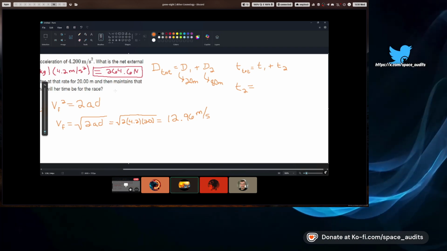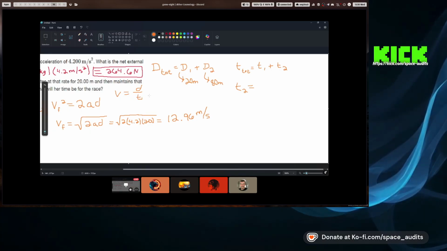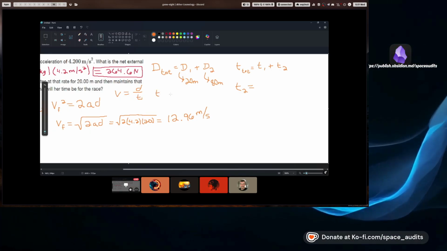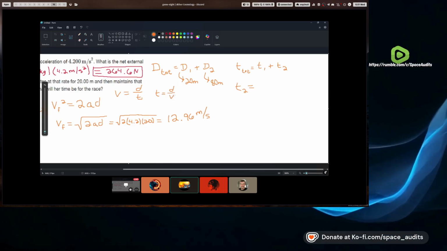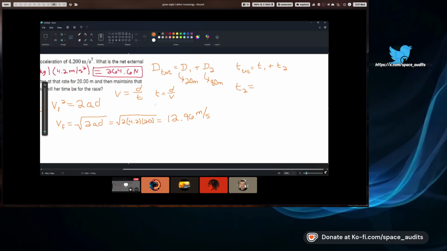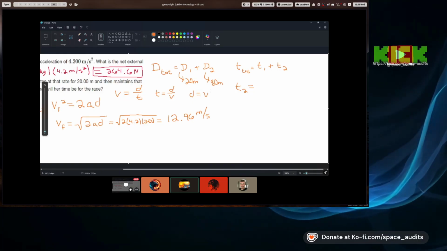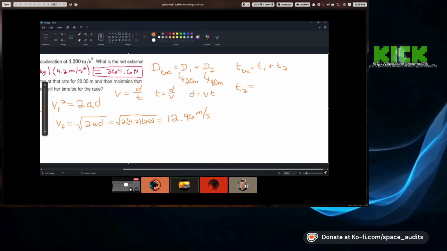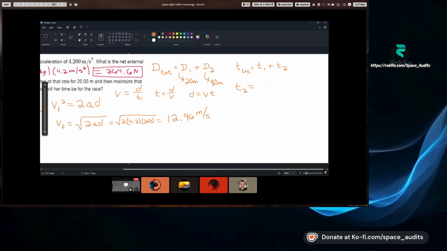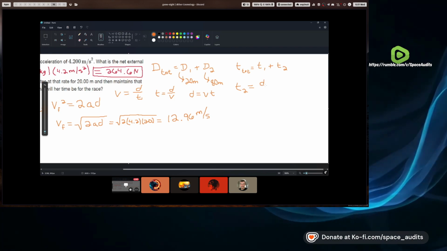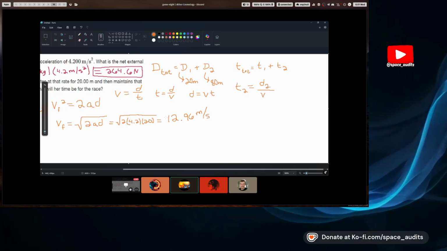Because remember, velocity equals distance over time, which means that time equals distance over velocity. Or we could also say distance equals velocity times time. Right? This is our velocity equation. So that would mean time 2 equals distance 2 over velocity final.